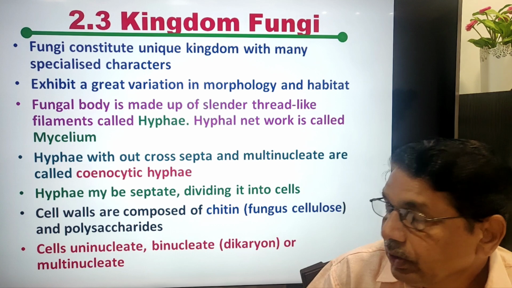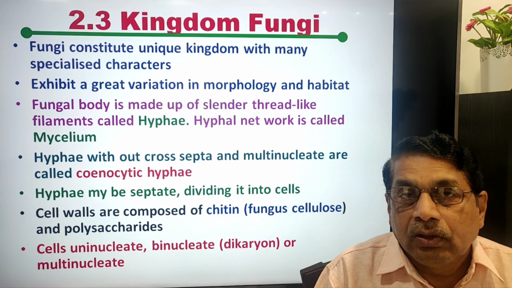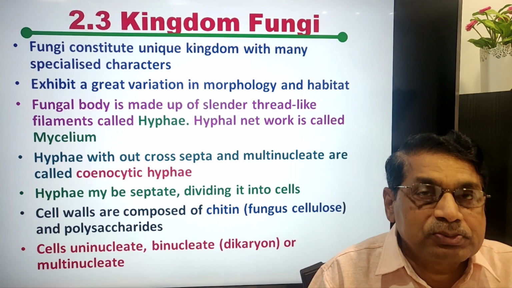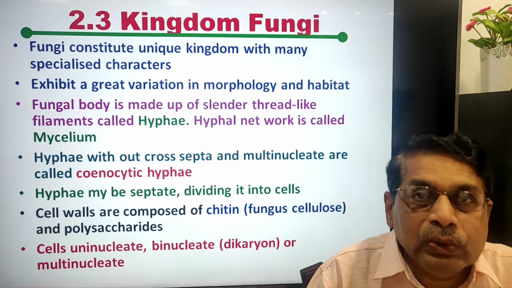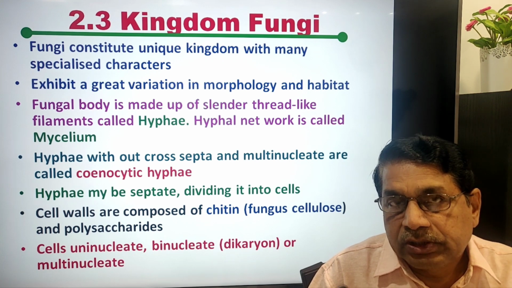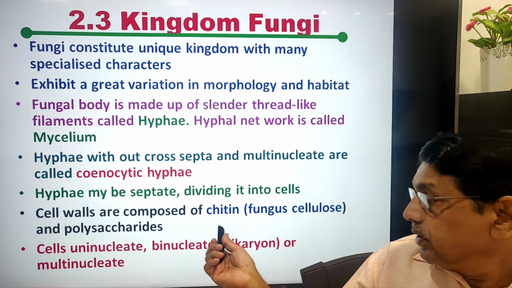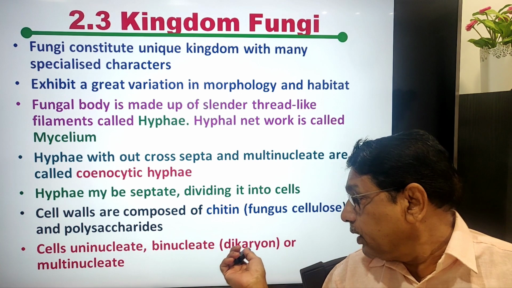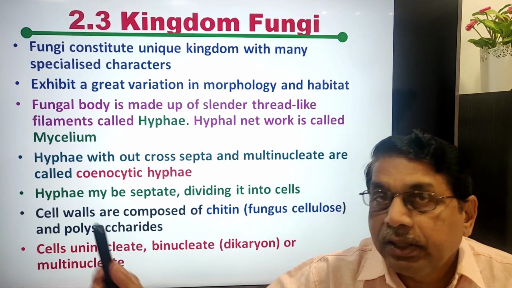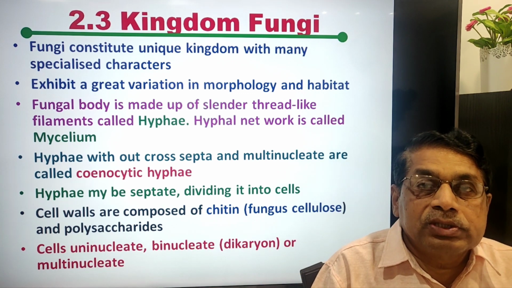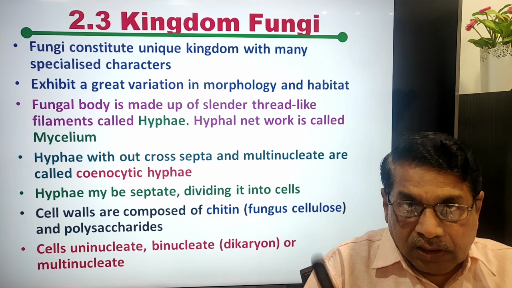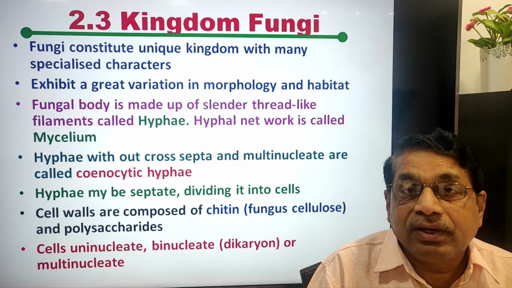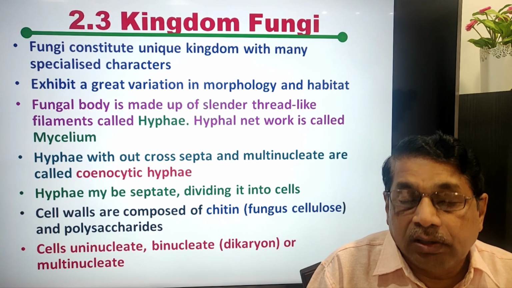Cells are uninucleate. If the hyphae are divided into cells, those cells may be uninucleate in some species. In some species they may be binucleate, and these binucleate cells are called a dikaryon. Di means two, karyon means nucleus. Or they may be multinucleate. For example, in Deuteromycetes and Ascomycetes, the hyphal cells possess many nuclei and they are genetically different; they are called heterokaryon.